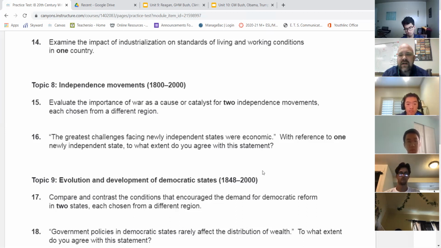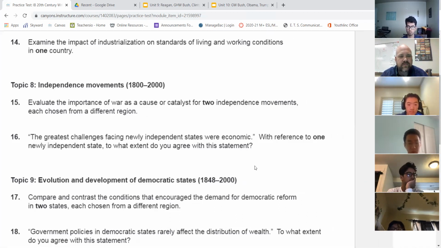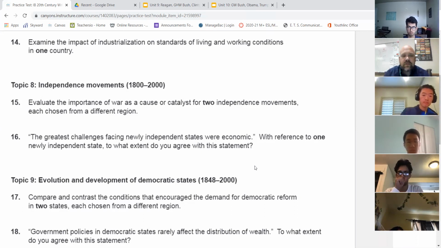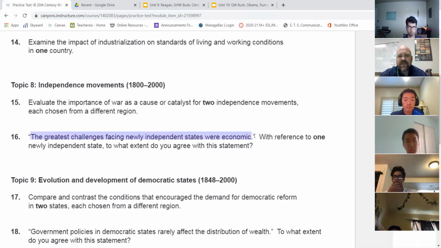Okay, let's look at number 16. Tiffany, can you read 16 for us? Greatest challenges facing newly independent states were economic. With reference to one newly independent state, to what extent do you agree with this statement? Okay. All right. So Raul, answer this question for India. I'm sorry. I spaced out. Which one? She just read 16? She read 16. So the first thing we have to do is determine how much we agree with this statement. So with India, do we mostly agree with the statement or mostly disagree with the statement?